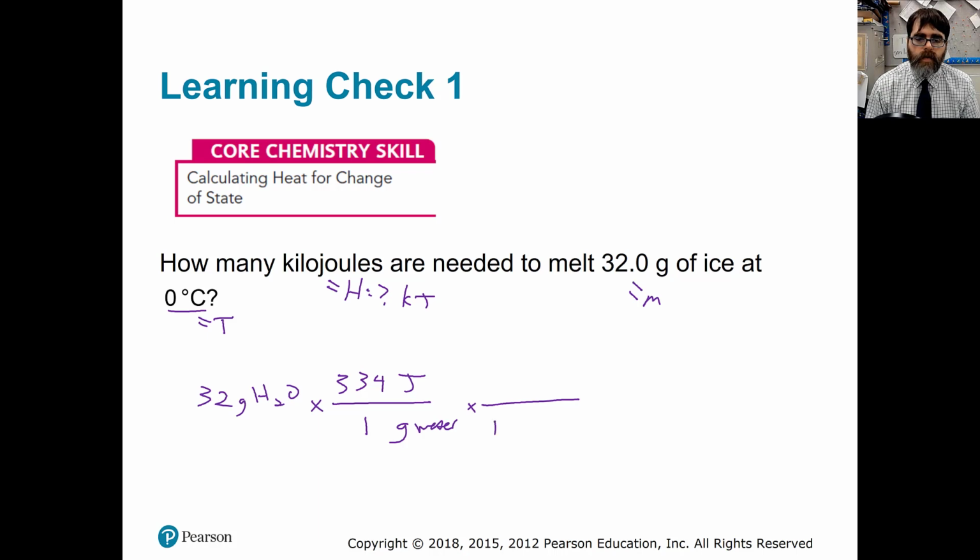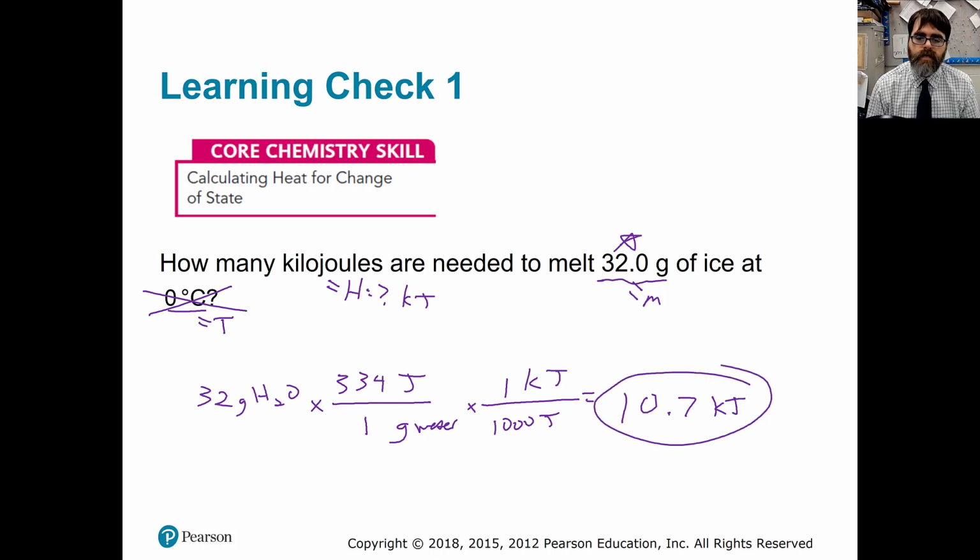And then we know, of course, that there's 1,000 joules in 1 kilojoule. And at this point, it's punched into a calculator and I'm going to round it off to 3 sig figs because we didn't use this value here. So we're stuck with using this one, and we don't let our conversion factors limit us. Plus, it happened to have 3 anyway, but 10.7 kilojoules of energy.